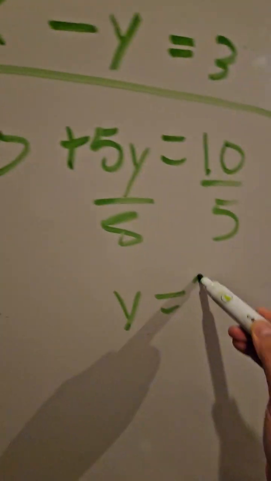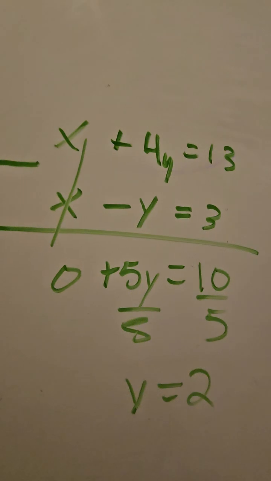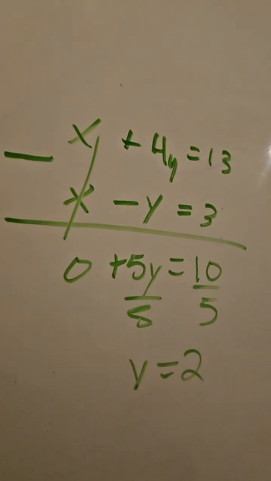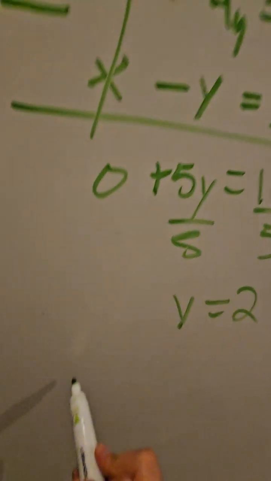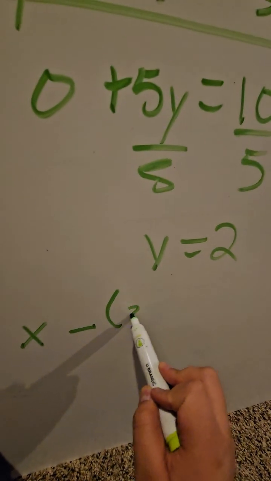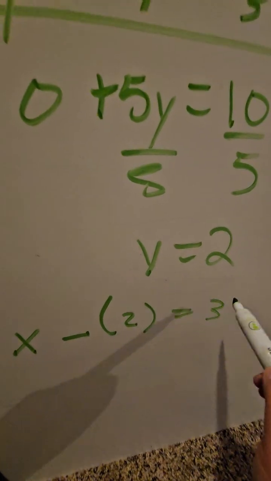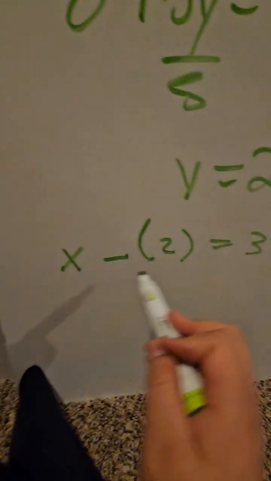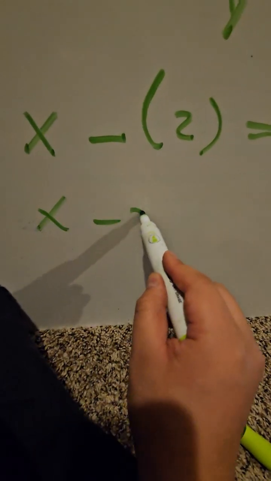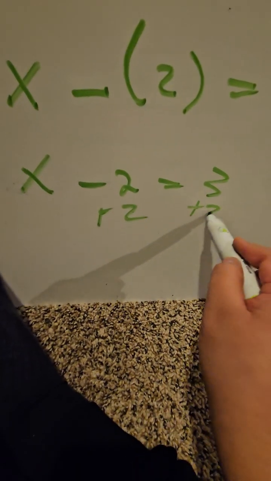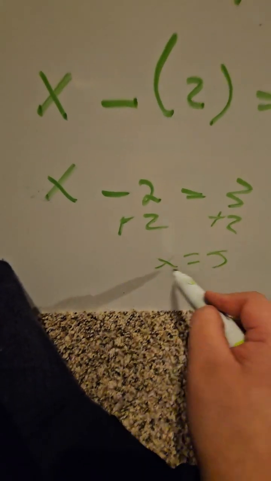y equals 2. And then he went back and plugged it into, I don't know which equation he plugged it into, but this one's easier, so I'm going to choose that one. It would be x minus whatever y is, which is 2, equals 3. So I plugged y in for this equation. So I just rewrote that equation, plugged in y. So I can rewrite it as x minus 2 equals 3. Add 2 to both sides. x equals 5. And there we go.